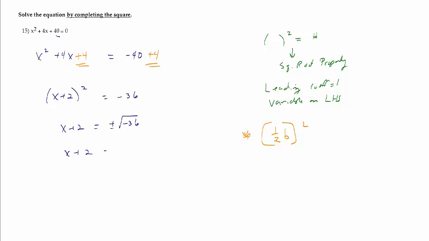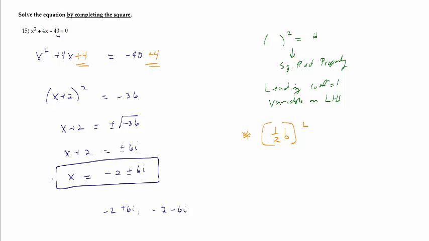I do want to simplify or reduce my radical. The square root of negative 36 is 6i, so plus or minus 6i. Now to finish solving for x, I just need to subtract 2 from both sides. So x is equal to negative 2 plus or minus 6i. These are not like terms, so I can stop right here. Again, that can be written as two separate solutions: negative 2 plus 6i and negative 2 minus 6i. I'm also fine with you leaving your answers written combined like this; it's still two solutions.